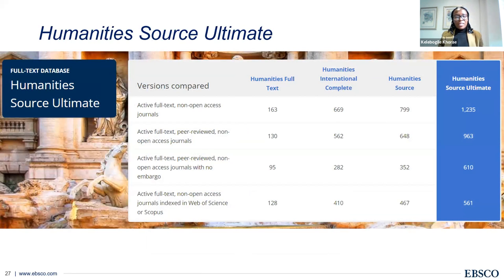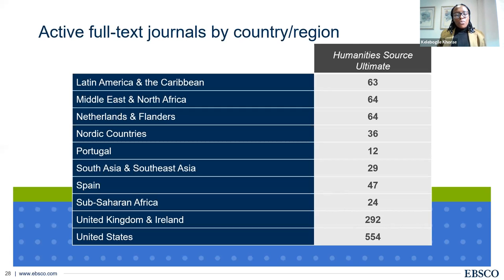This is just to show some of the humanities databases that are available at EBSCO: your Humanities Full Text, your Humanities Complete, your Humanities Source. And when we compare the Humanities Source Ultimate with the other three, you can see that there's more content in Humanities Source Ultimate, which shows that it's a good idea for those that subscribe to Humanities Source to upgrade to Humanities Source Ultimate. For Humanities Source Ultimate, you can see that we're getting content from some of these regions. Sub-Saharan Africa is one of them.